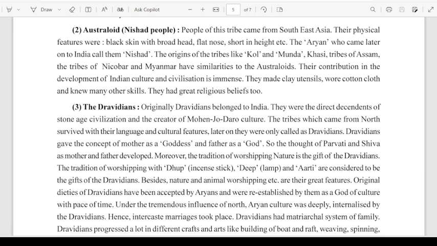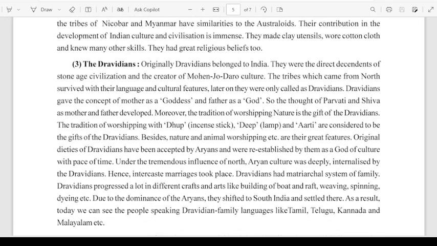The Dravidians. Originally, Dravidians belonged to India. They were the direct descendants of Stone Age civilization and the creator of Mohenjo-daro culture. The tribes which came from north survived with their language and cultural features. Later on they were only called Dravidians.